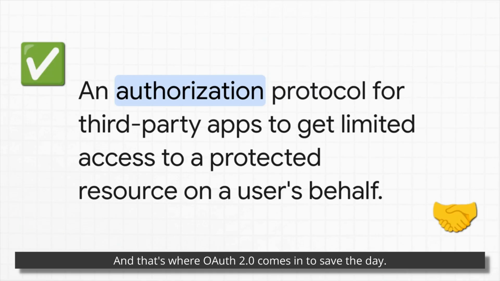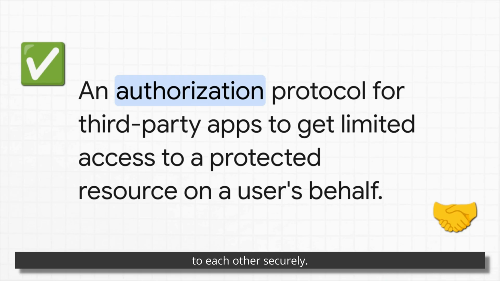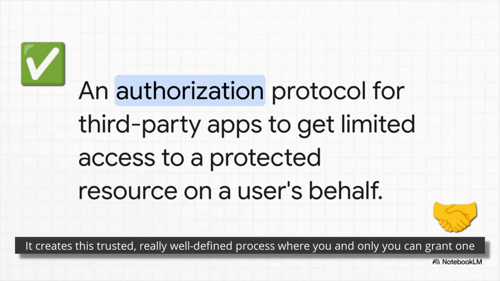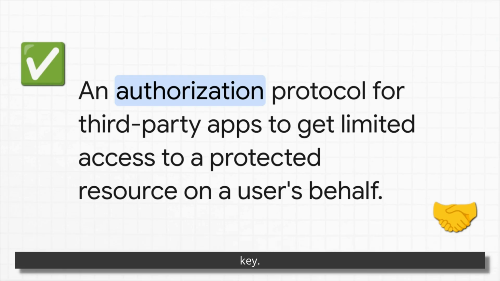And that's where OAuth 2.0 comes in to save the day. It's basically a universal rulebook, a standard protocol that lets different services talk to each other securely. It creates this trusted, really well-defined process where you, and only you, can grant one app permission to get specific data from another, all without ever handing over that master key.